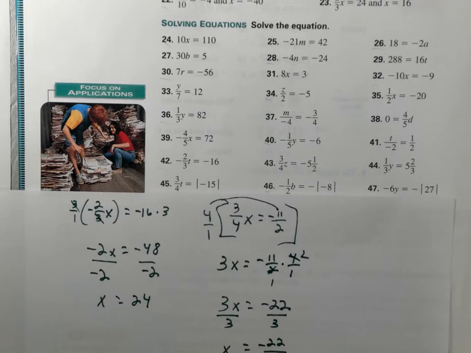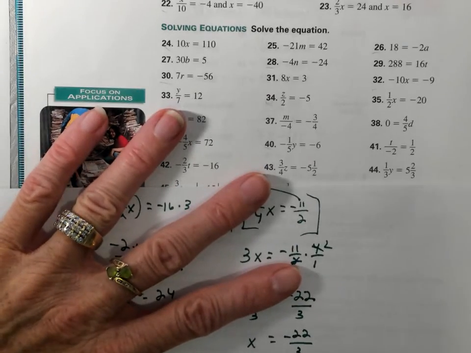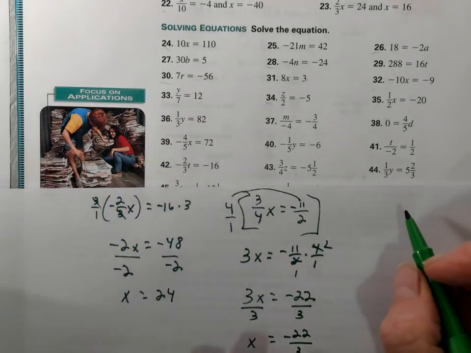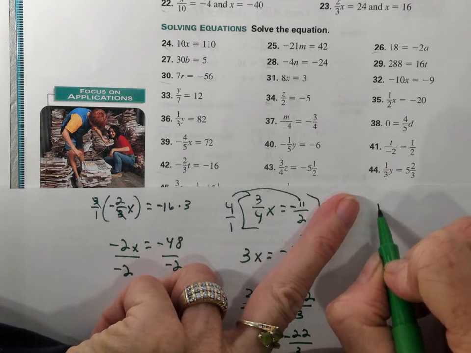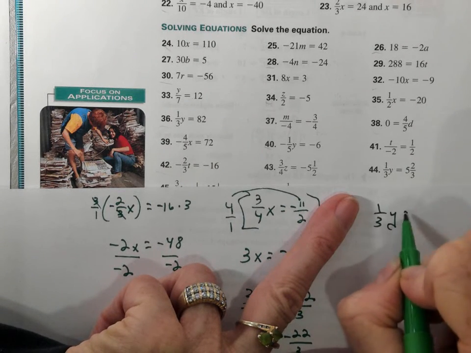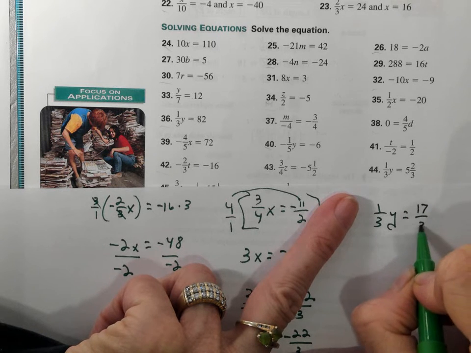So let's take a look at the other one that I wanted to show you, like right here. 1/3 y equals 5 2/3. I want to make this an improper fraction first, okay? It's just easier. I think it helps. 5 times 3 is 15, so this is going to be 17 over 3.